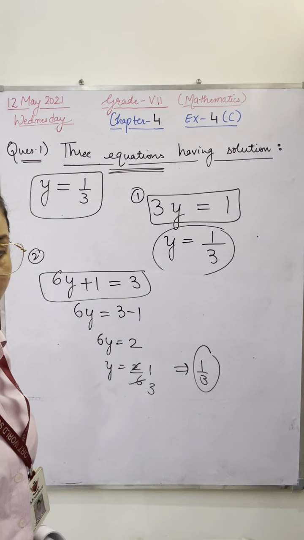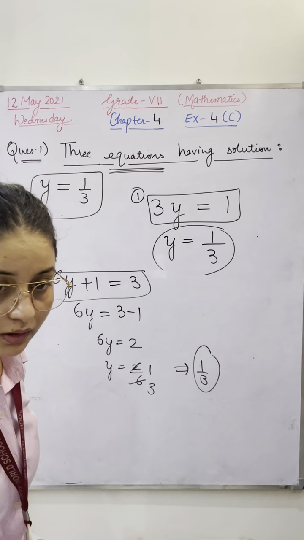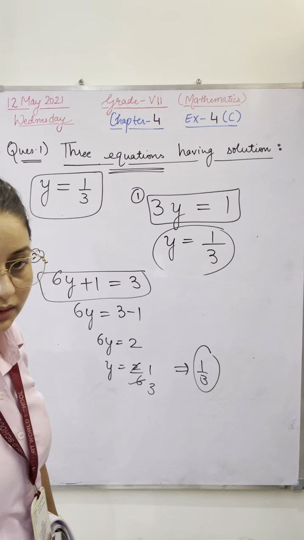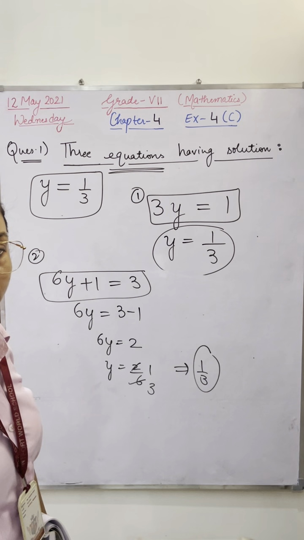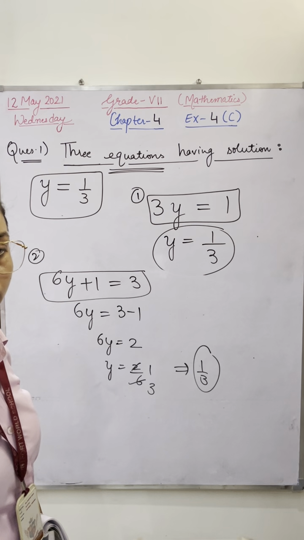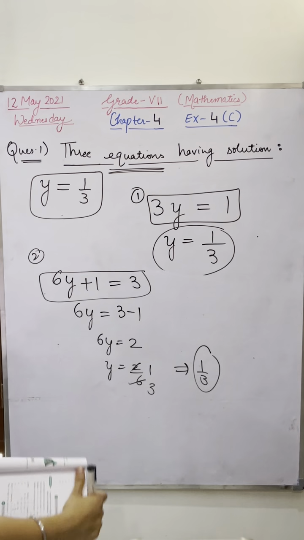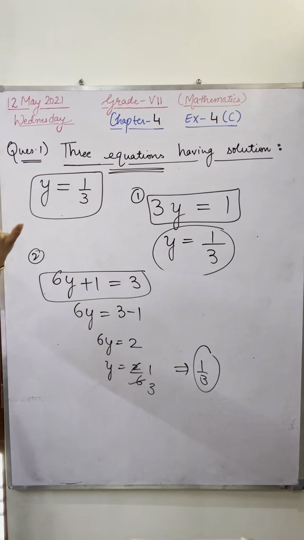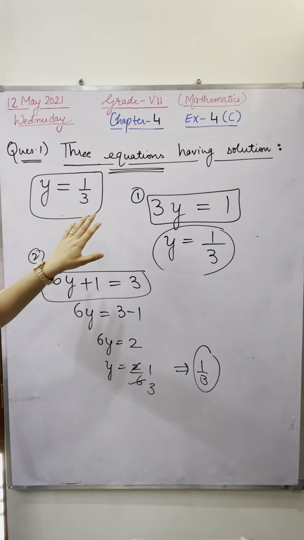Just wait, let me read. Rashi, there is nothing to discuss about, I'm telling you. Just wait. Rashi, you have to make an equation. Your answer should be y equal to 1 by 3. This is the variable. It means in whatever equation you are making, y should be the variable.